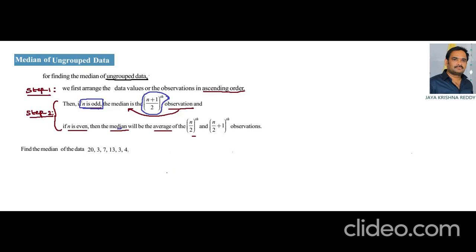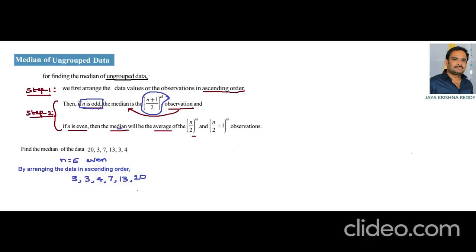One more question: find the median of the data 20, 3, 7, 13, 3, 4. Here count the number of observations, small n, equal to 1, 2, 3, 4, 5, 6. So n equals 6, which is an even number. Now arrange the data in ascending order. This is the ascending order of the given data: 3, 3, 4, 7, 13, 20.